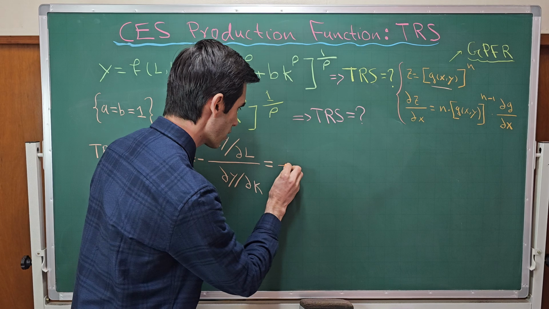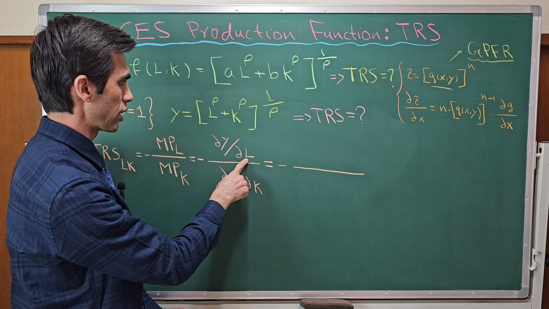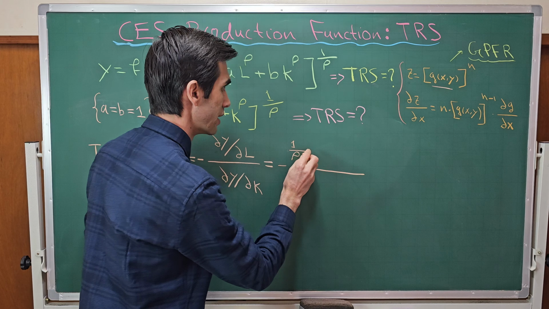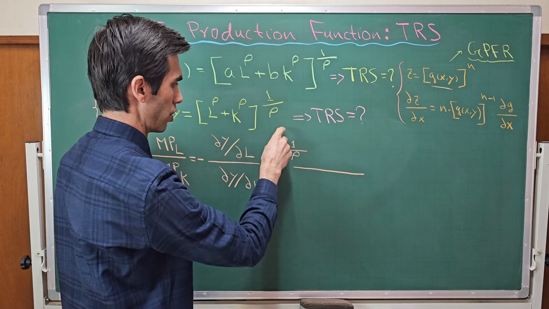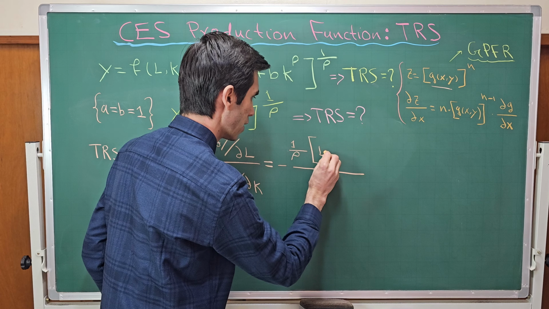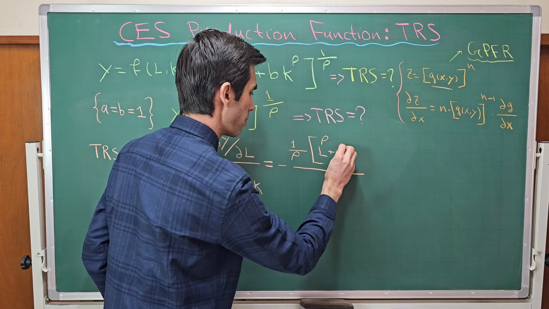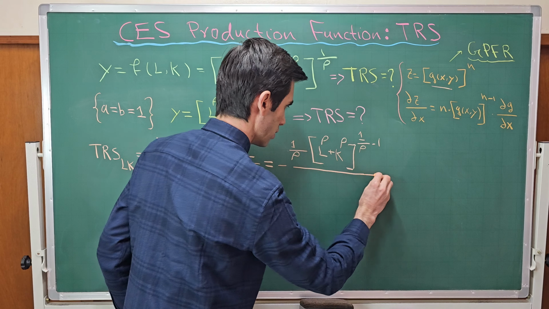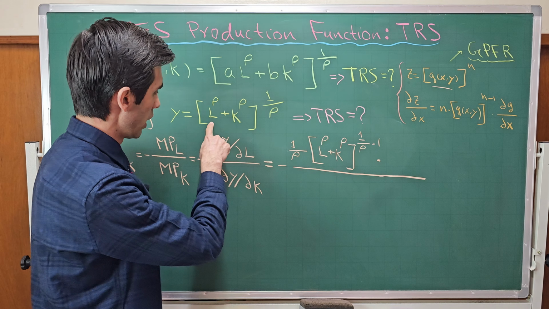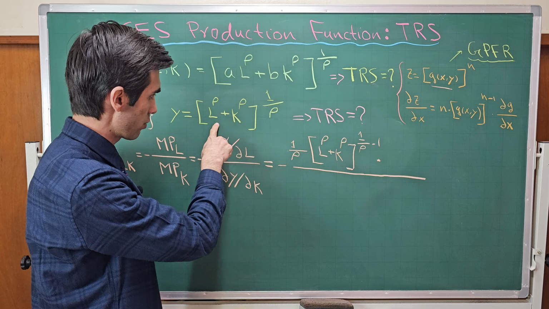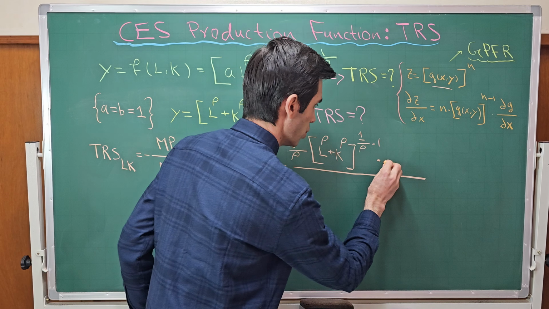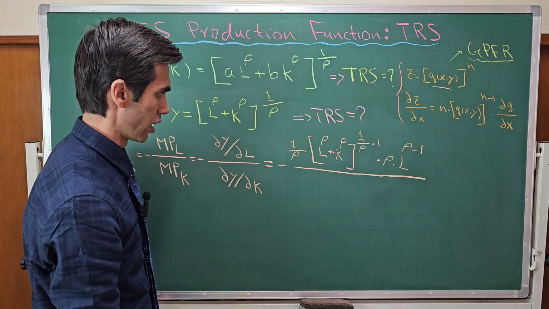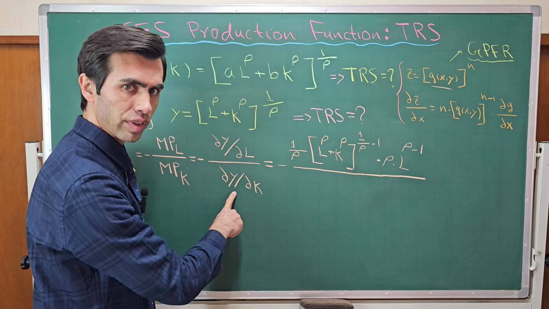The partial derivative of y with respect to L, using the generalized power function rule, will be equal to 1/ρ, since in this case our n is equal to 1/ρ, multiplied by (L^ρ + K^ρ) to the power of 1/ρ minus 1, multiplied by the inside derivative, the derivative of this function with respect to L. That becomes ρ multiplied by L to the power of ρ minus 1.